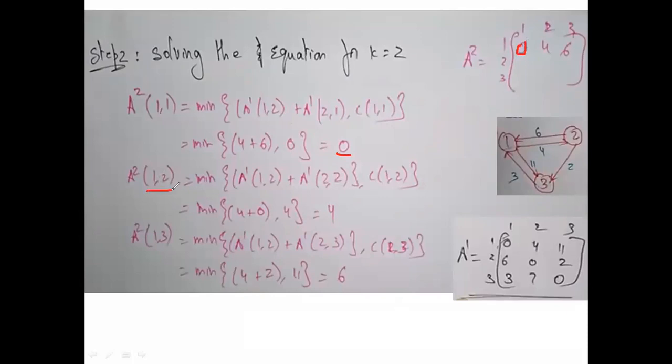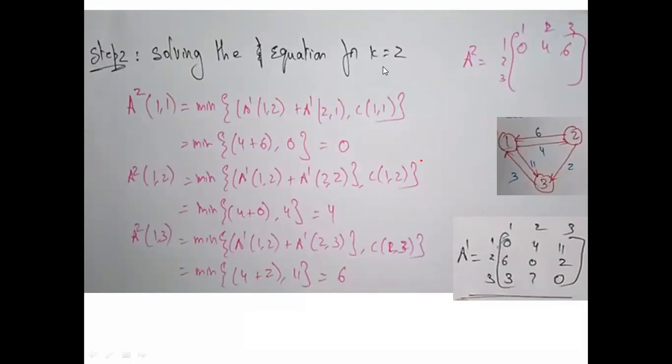So minimum cost is 0. You must write that here. Next 1 comma 2. Okay, applying the equation. So 4 plus 0 comma 4, the minimum cost is 4 right here. And 1 comma 3, the minimum cost, that is 4 plus 2, 6. And 1 to 3 is 11. So 6 plus 6 comma 11, minimum is 6. You update here. Okay, that is A2 matrix. Already we found A1. From that result, now we apply k equal to 2 and we take the value from A1 matrix and obtain the A2 matrix.